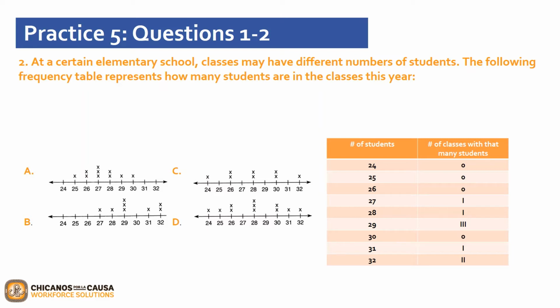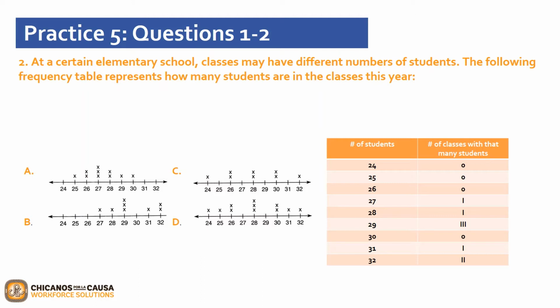So let's go ahead and start from the very beginning, kind of like we did before. In our first row of information, we have a number of students, which is 24. If we look across, we see that the number of classes with that many students is 0. So just based off that row alone, we can eliminate some possible answers. So we're going to want to look for a number plot that does not have 0 classes with 24 students.